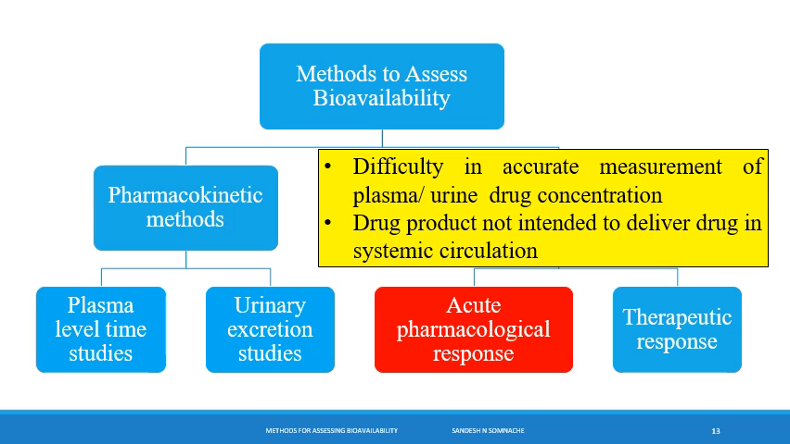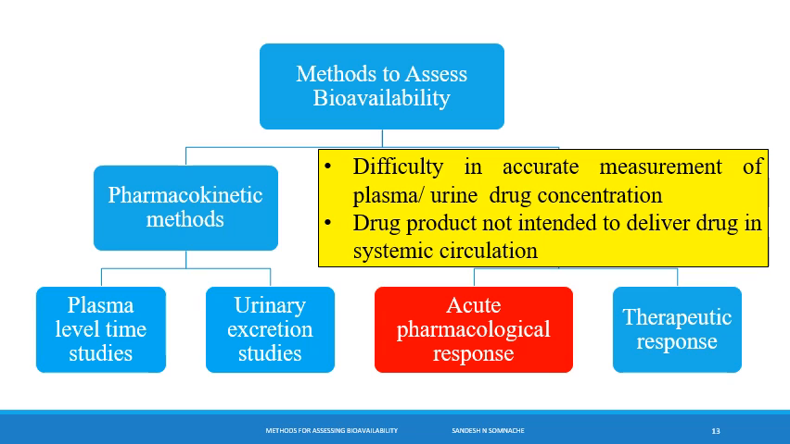Next method, that is acute pharmacological response. This method is used when there is a difficulty in accurate measurement of plasma or urine drug concentration, or for drug products which are not intended to deliver a drug into the systemic circulation. In such cases, the acute pharmacological response or another method, that is therapeutic response method, can be used.